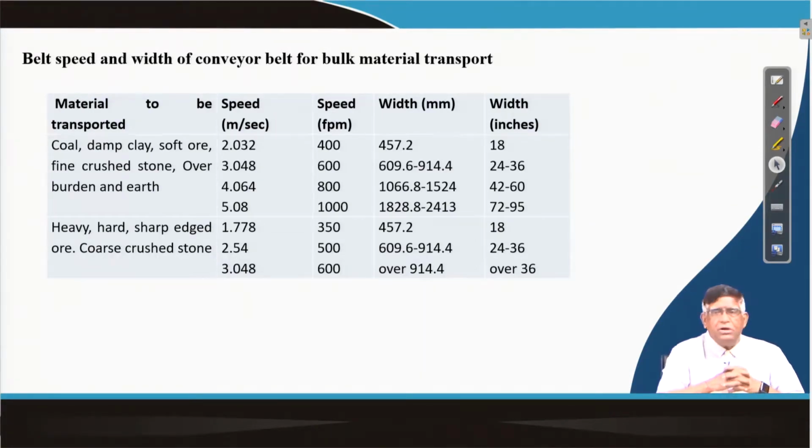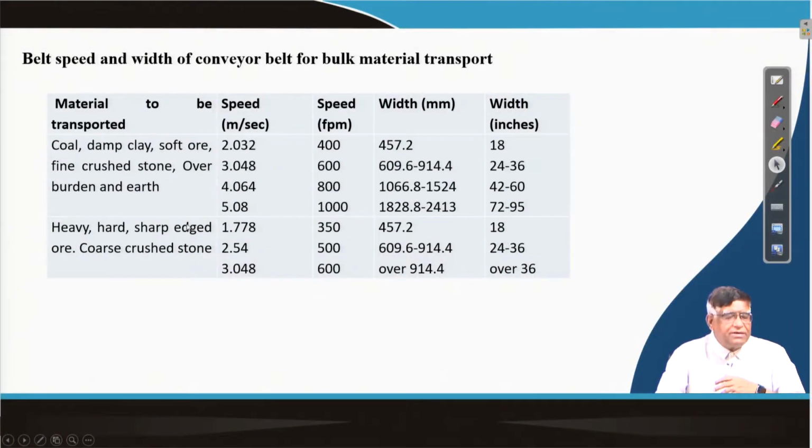One is the relationship of the capacity, belt width and the velocity. The speed and width of the belt are related. You can see here, to maintain a particular capacity, some practical data: heavy hard quartz crushed stone carried at a speed of 3.048 can have a belt width of more than 914.